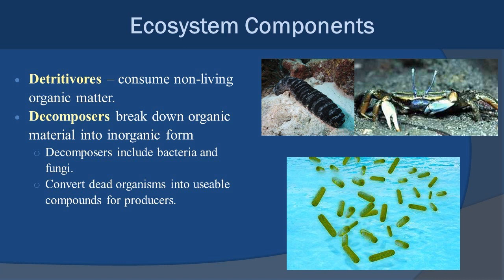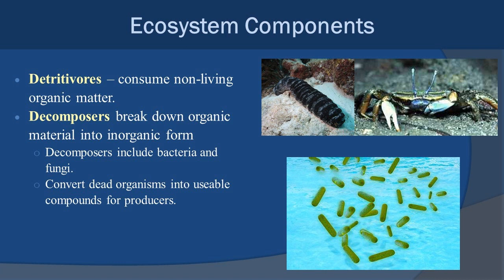And lots of organisms will pick on this stuff. Sea cucumbers basically will go up and hoover up all of the organic materials and consume it. Crabs tear things apart and consume things. All of that's great. So those are detritivores. Now, then we have the most important role, the decomposers.